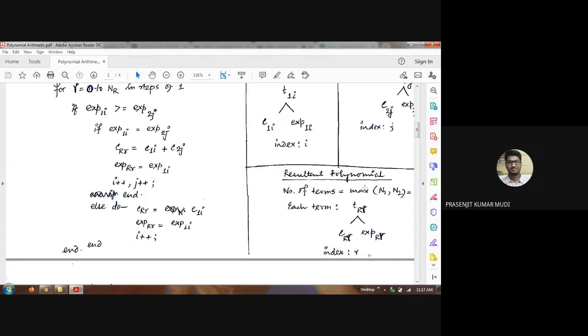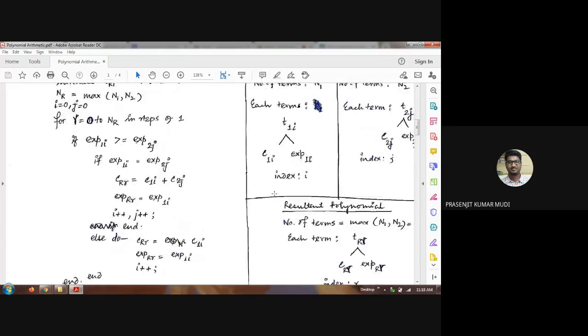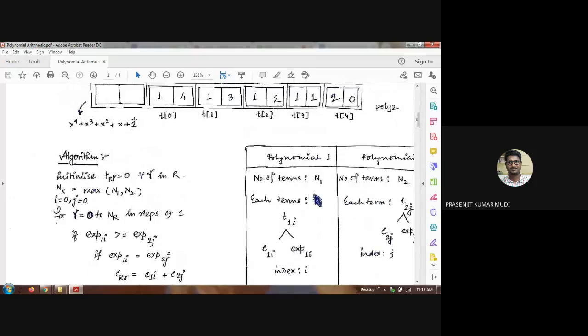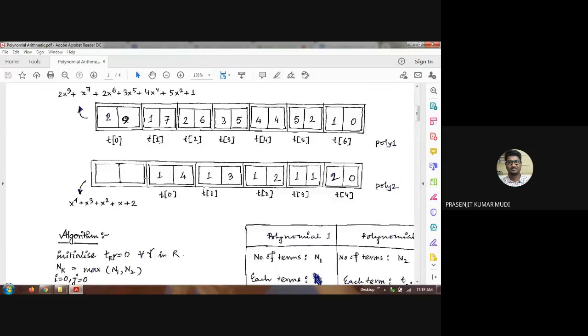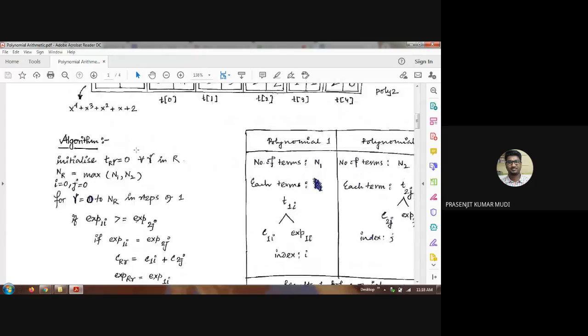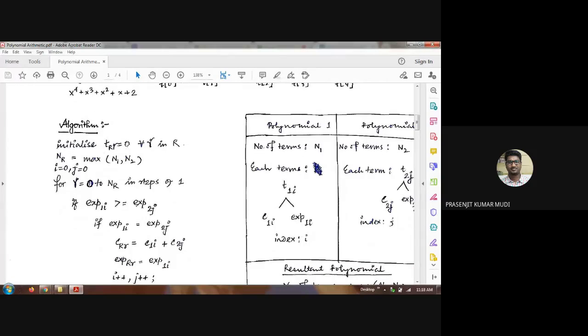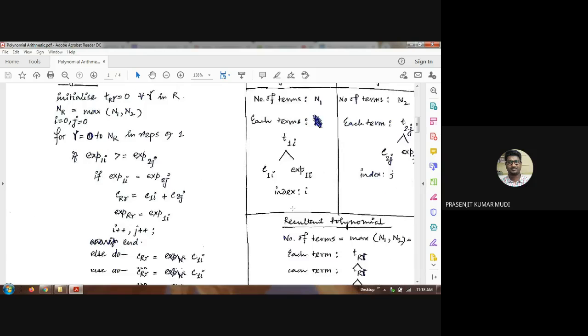Based on that, you can later modify your program to incorporate dynamic memory allocation, because every time the number of terms will be changing, and accordingly using dynamic memory allocation you can allocate the memory for the third array to store the resultant polynomial, right? So initialize, so you have a blank array to store the third polynomial, the resultant polynomial, and you initialize TRR equal to 0 for all small r in capital R. Next, nr is equal to max of n1 comma n2.